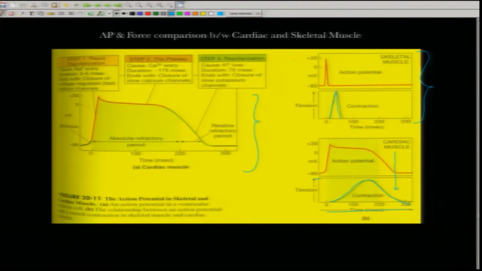So if you look at the time window, it lasts almost 300 milliseconds, whereas in skeletal muscle it lasts almost just 50 milliseconds. Okay. So these are some of the fundamental differences between skeletal and cardiac muscle, and it is very critical for you to understand these basic fundamental differences.